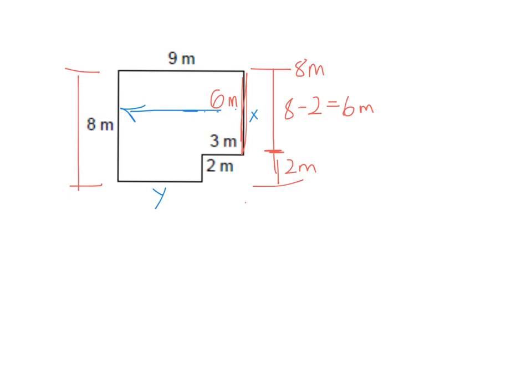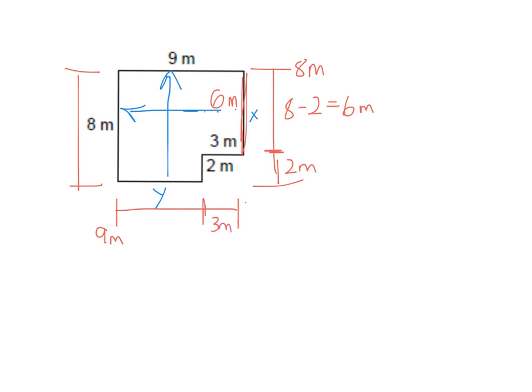Now, how about finding y? Same strategy. I look to the opposite side of the line I am trying to find. The opposite side is 9 meters long, so from here to here is 9 meters long. I know that this line here is 9 meters, so I should write that in. And I also know that from here to here is 3 meters, so I can write that in.